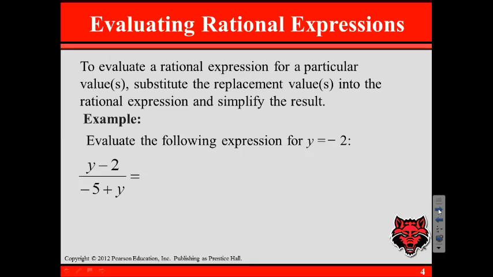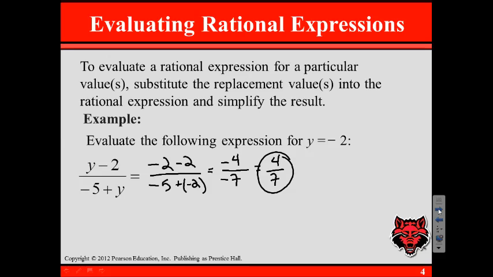So let's evaluate the following expression for y equals negative 2. We replace every y value with a negative 2. This becomes negative 2 minus 2 over negative 5 plus negative 2. We simplify numerator and denominator, and this gives us negative 4 over negative 7. And remember, when you divide a negative by a negative, that becomes a positive number, so positive 4 over 7.